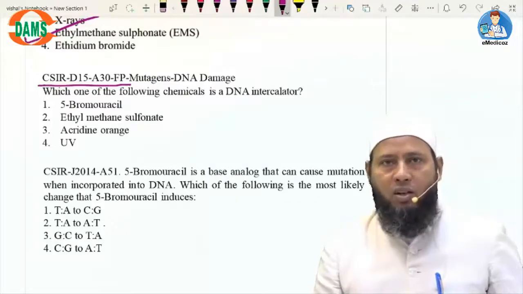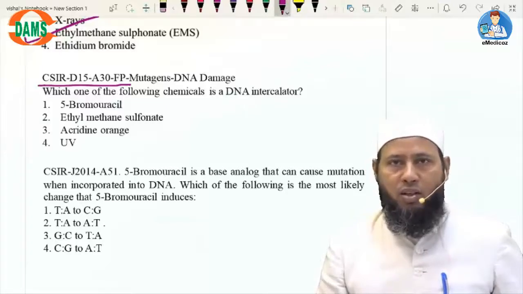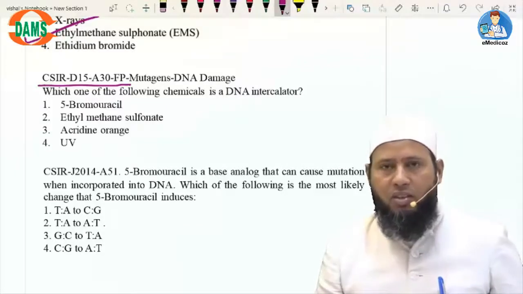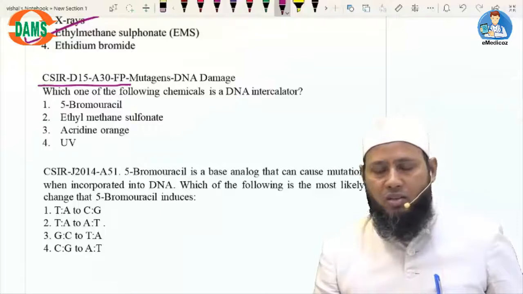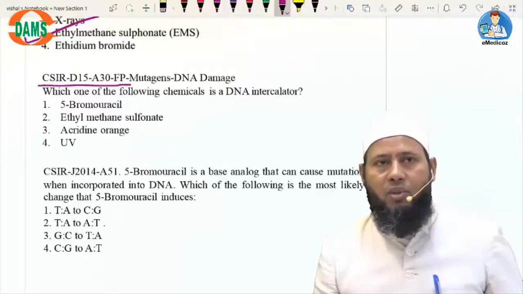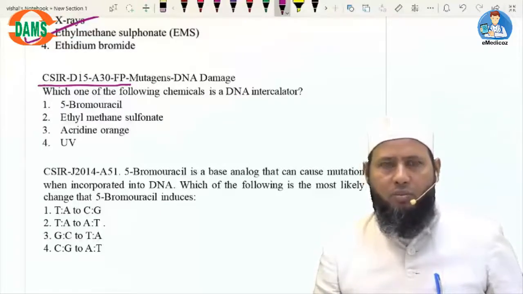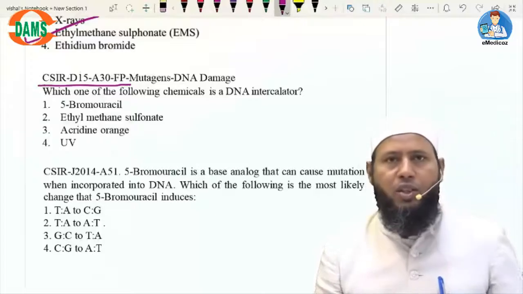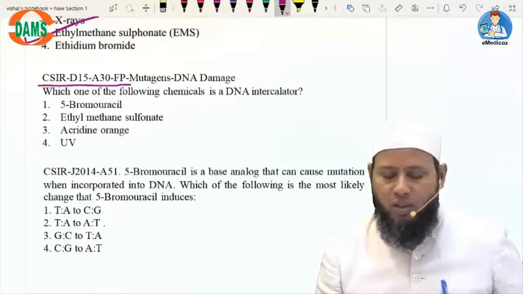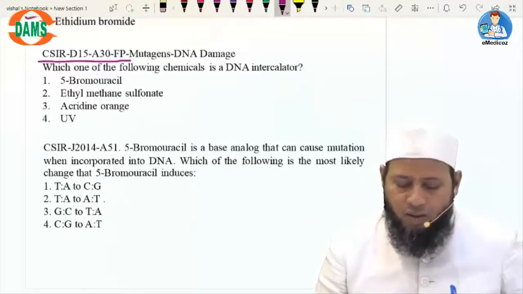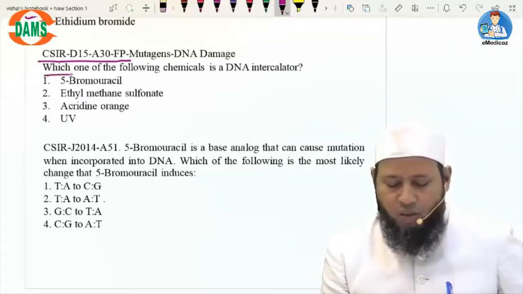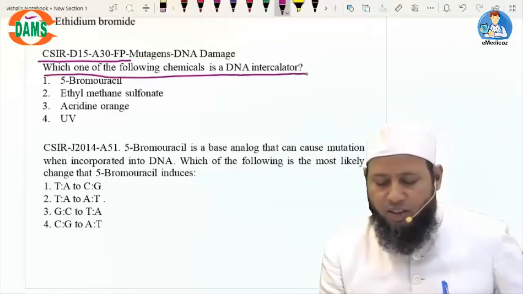So you will get all these things in our booklet, so you don't worry about that. You will get everything, and you can pause the video also if you need to look at something more carefully. So the question says, which one of the following chemicals is a DNA intercalator?